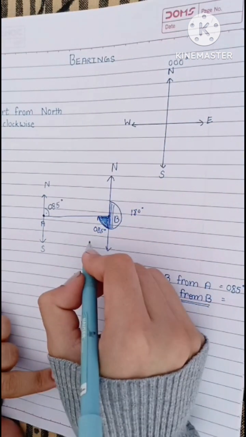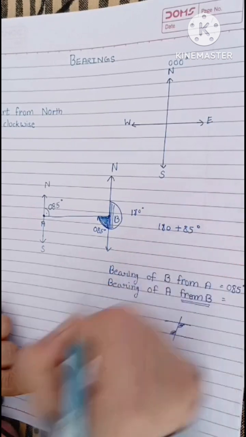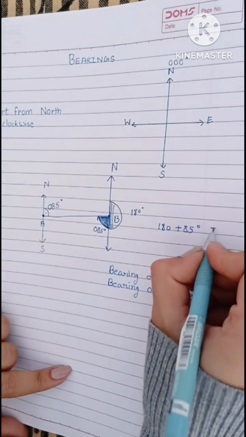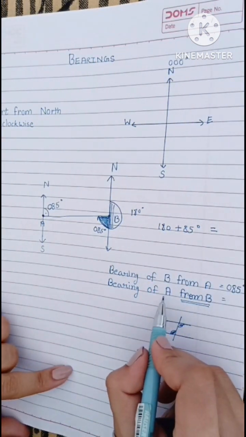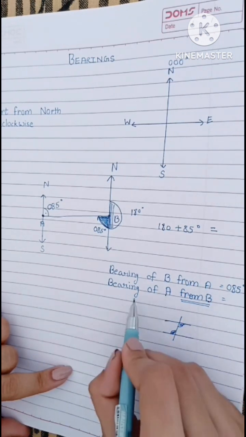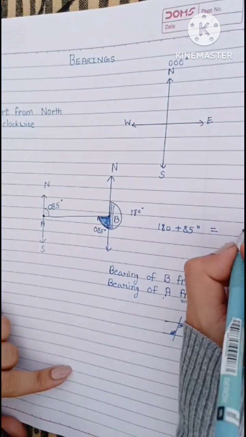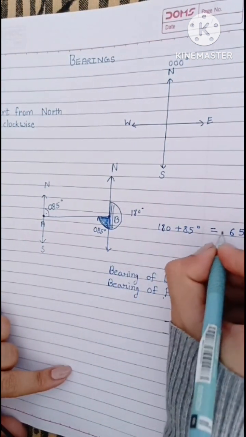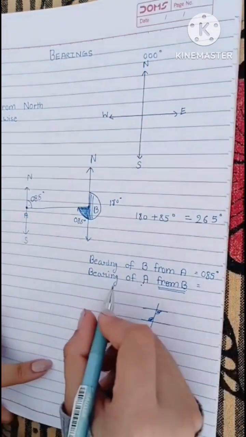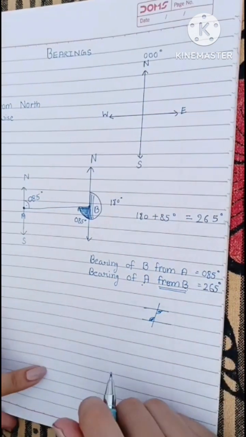This complete angle is going to be 180 plus 85 degrees. So the bearing of A from B is going to be 265 degrees.